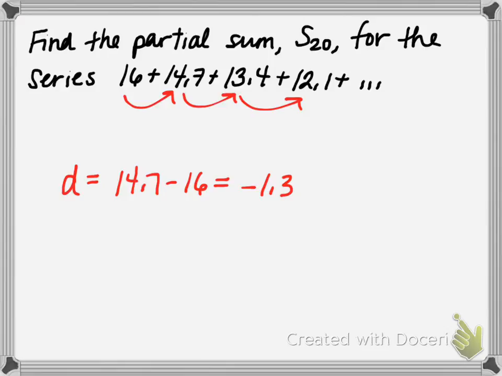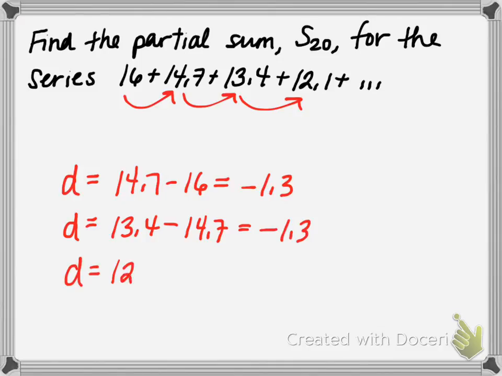And then you want to see if this is indeed the value that you would add to go from one term to the next. So looking at your next two consecutive terms, the third term, which is 13.4, minus the previous term, 14.7, and you see that that's also a difference of negative 1.3. And you could test it out one more time, looking at the fourth term, which is 12.1, minus the previous term, 13.4, and that difference is indeed negative 1.3.